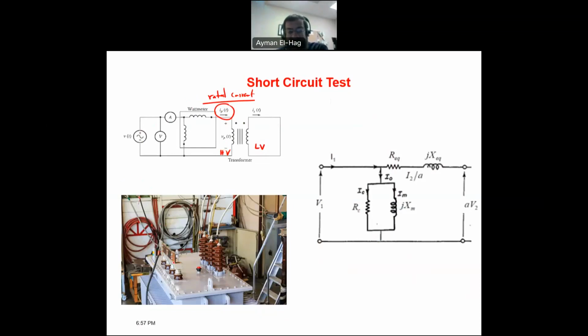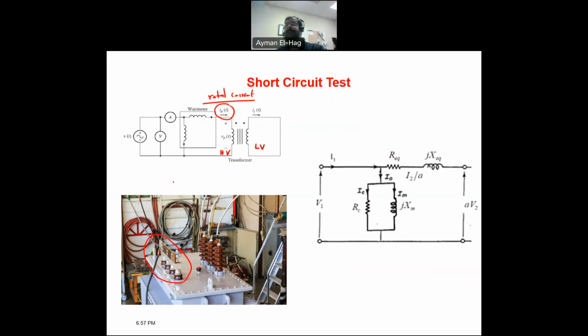And how it is done practically, so this is the low voltage of the transformer. We have here, as you can see, a bus bar short circuiting all the bushings, so the bushings are short circuited, and we are applying a portion of the voltage that is actually not very high, but we are measuring the current. Our eyes are on the current. Make sure that we have the rated current. So in the previous test, we applied rated voltage. In this test, we are applying rated current.